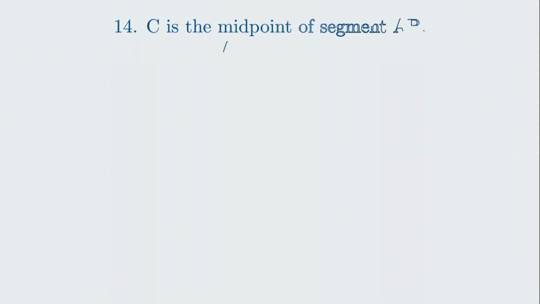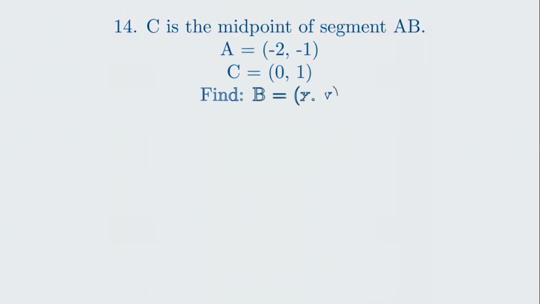Problem 14 is a coordinate geometry problem involving a midpoint. We have a line segment AB. The point C is the midpoint of this segment. We are given the coordinates of A as 2, 1 and the coordinates of C as 0, 1. We need to calculate the coordinates of point B. The objective is to apply the midpoint formula in reverse. The midpoint formula gives you the coordinates of the midpoint if you have the two endpoints. Here we have an endpoint and the midpoint, and we need to find the other endpoint.